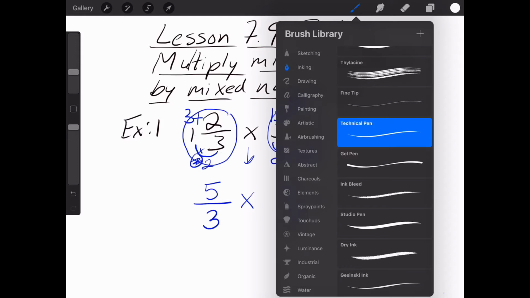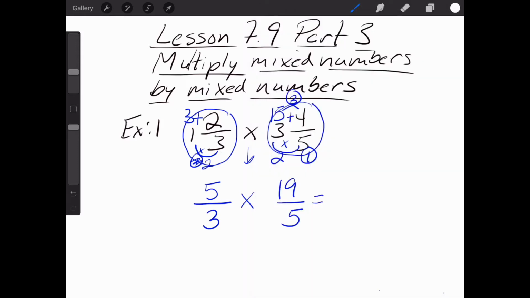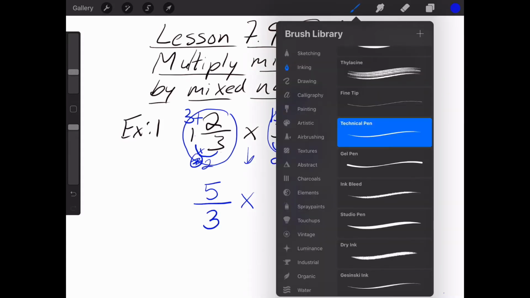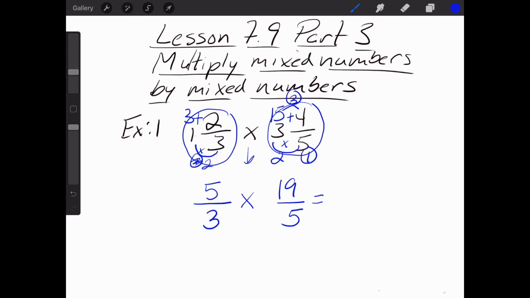Sorry, it's not writing for some reason. Hold on, my pen is on. Okay. Okay, so we do 5 times 19. 5 times 9 is 45. Regroup 4. 5 times 1 is 5, plus 4 is 95. So that's going to be your numerator.